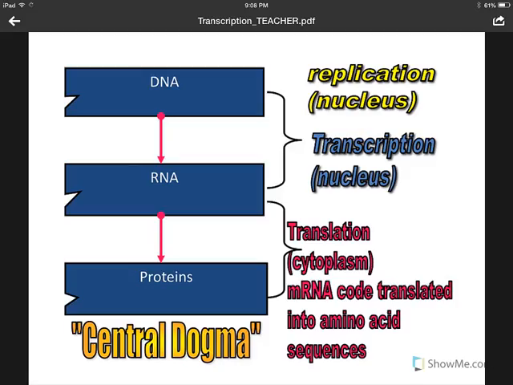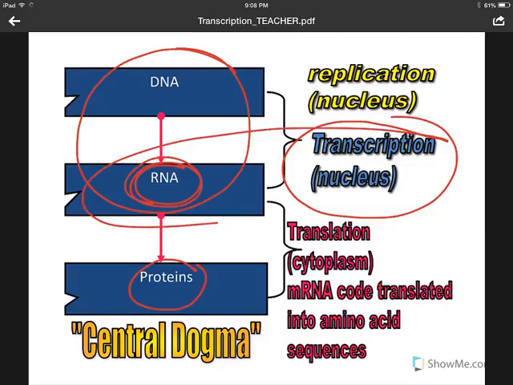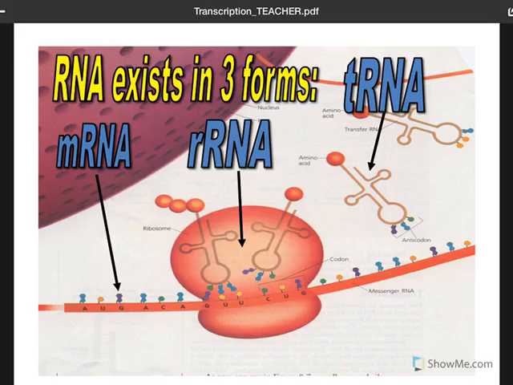If I'm looking at the central dogma, I'm going to be focusing on this section, the process of going from DNA to RNA. Transcription, once again, is happening inside the nucleus. Once we have our RNA, the second step is going from our RNA to actually making our proteins. But today we're focusing on this section.